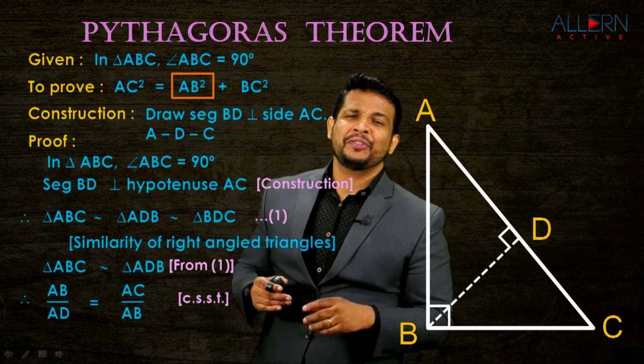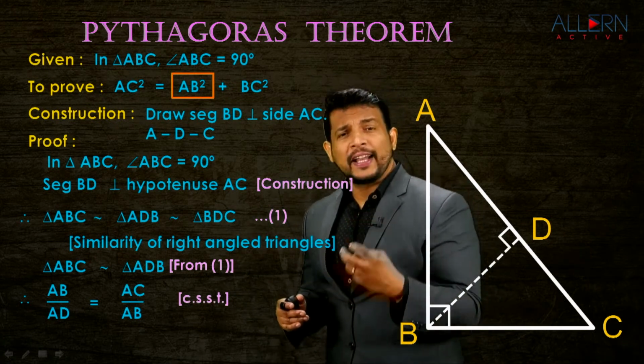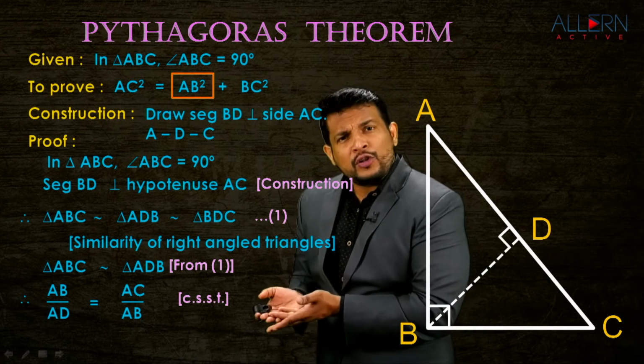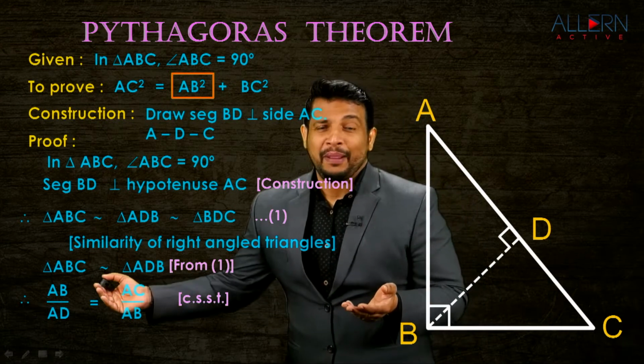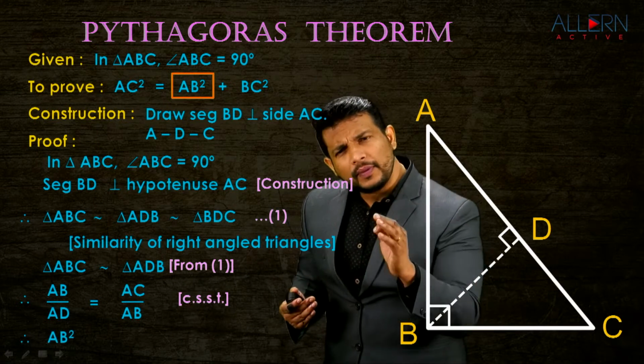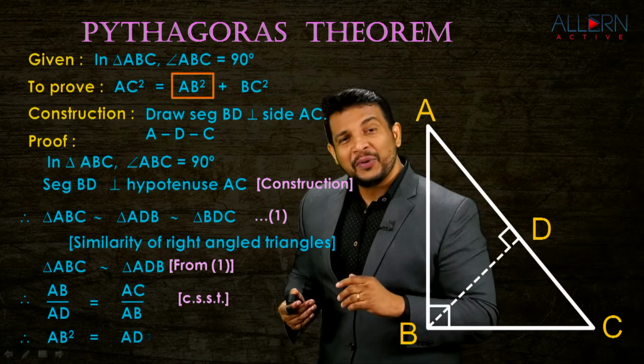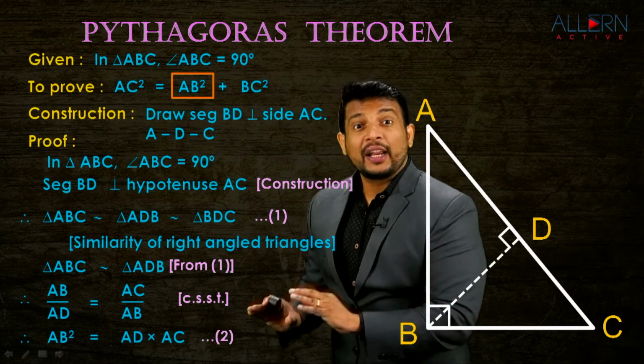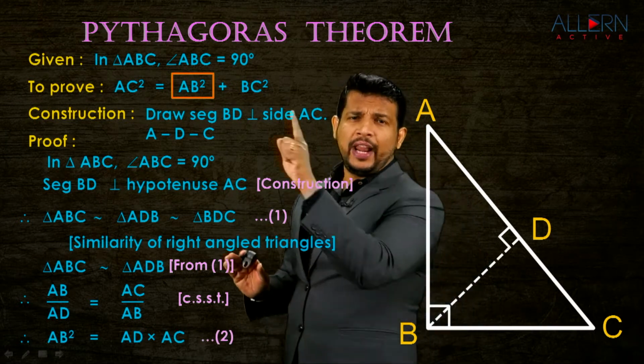Wasn't that easy? What is the reason for that? CSST, corresponding sides of similar triangles. Why did we do that? To get AB square. So can we cross multiply? Yes, we can. So now we write AB into AB is AB square is equal to AC into AD. That is what we get. And that's our result number 2. So my dear child, remember why did we do that? To get AB square.